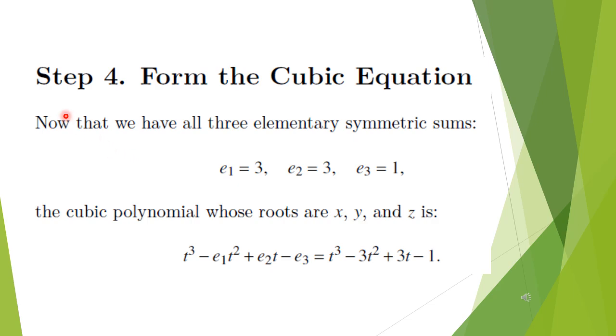Step 4. Form the cubic equation. Now that we have E sub 1 equals 3, E sub 2 equals 3, E sub 3 equals 1, the cubic polynomial whose roots are x, y, and z is t cubed minus 3t squared plus 3t minus 1 equals 0.